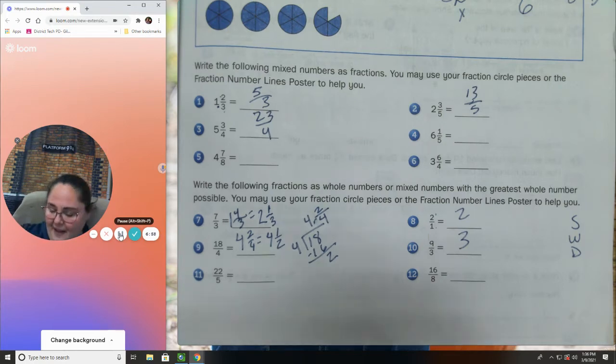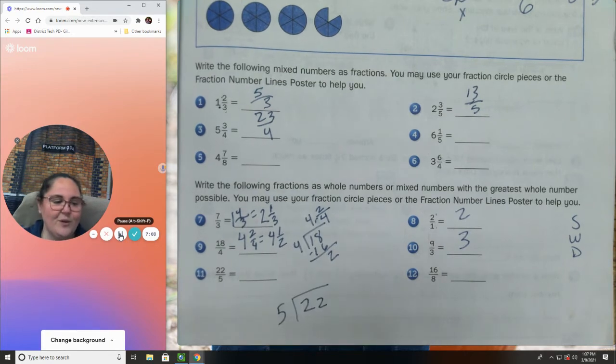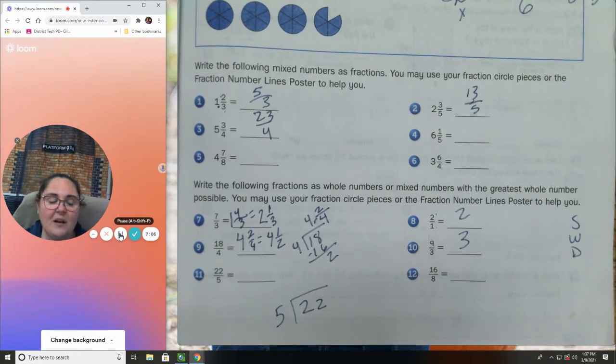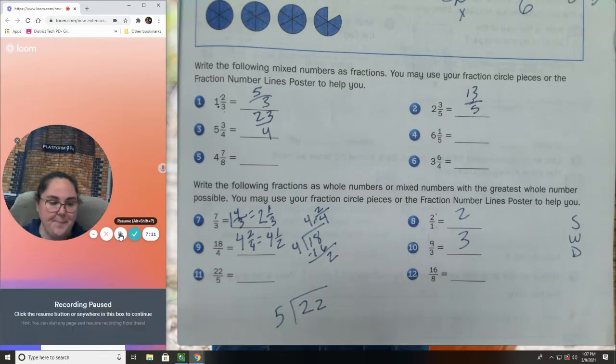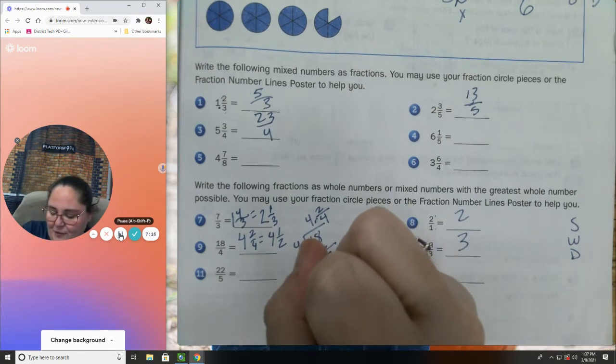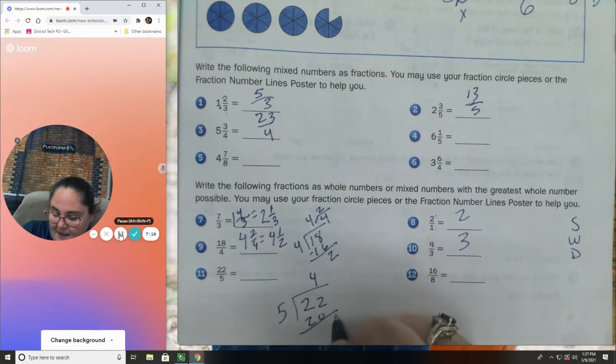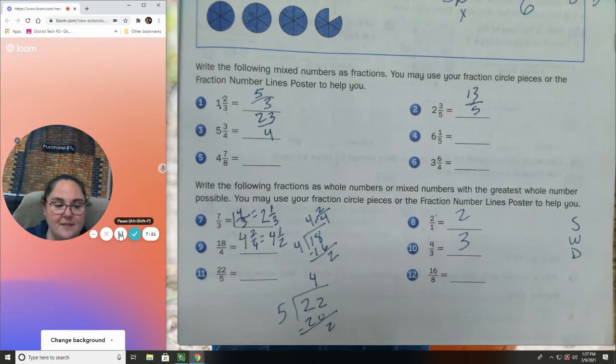22 divided by 5. I want you to take a moment, write it down on your workbook, on a piece of paper, do the work. What is your mixed number going to be? Do the work, do the division. 5 goes into 22 4 times. 4 times 5 is 20 with 2 left over.